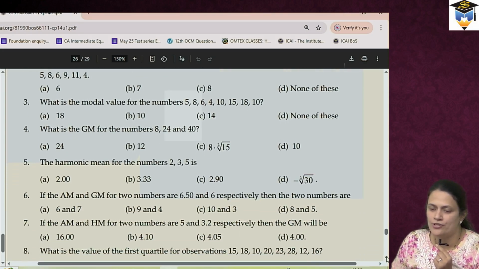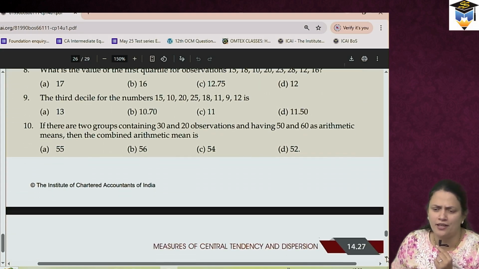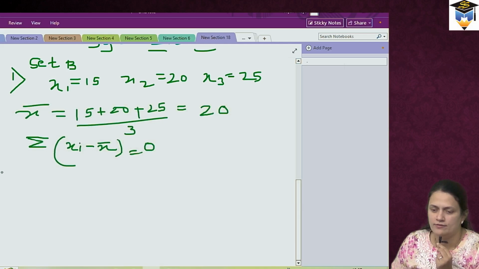Next, 7th question. 17th, right? No, 10th. 10th. 5th is not there. We cannot do 5th. In 10th, if there are 2 groups containing 30 and 20 observations having 50 and 60 as the arithmetic mean, then the combined mean is given by the formula x is equal to n1 x1 bar plus n2 x2 bar upon n1 plus n2. We are solving the 10th one.